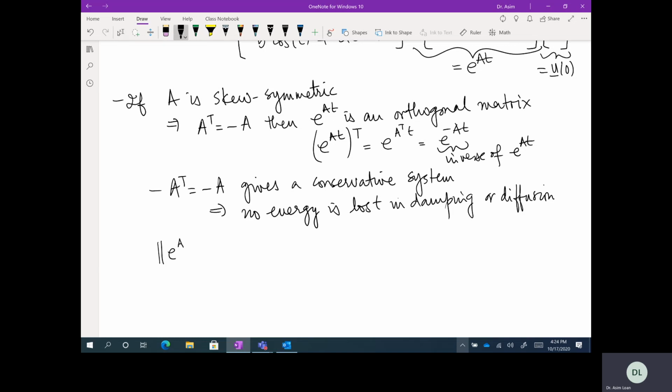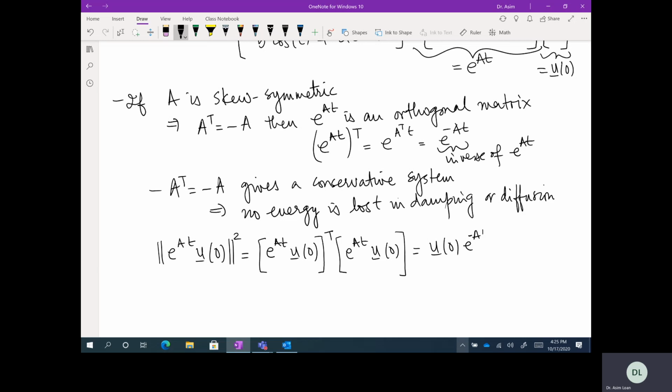What about e to the At U0? This simply means e to the At U0, whole transpose, into e to the At U0, which is equal to U0 transpose into e to the minus At into e to the At U0, because when you take the transpose you reverse the order. This is simply equal to the norm of U0 squared, because this is identity. And why identity? Because e to the A transpose T is equal to e to the minus At. It's a skew symmetric matrix.